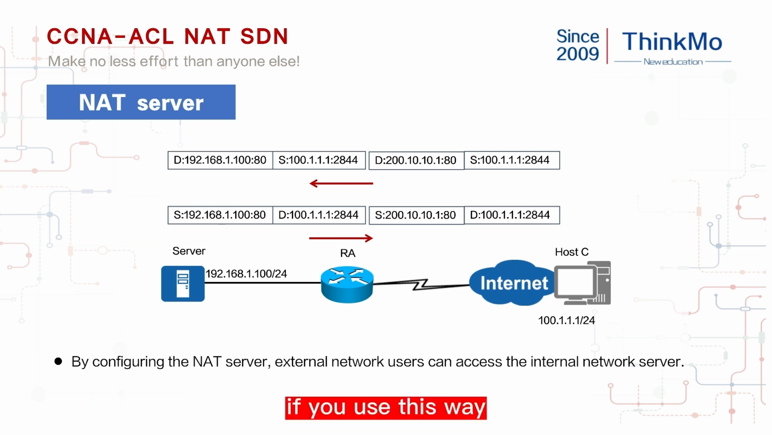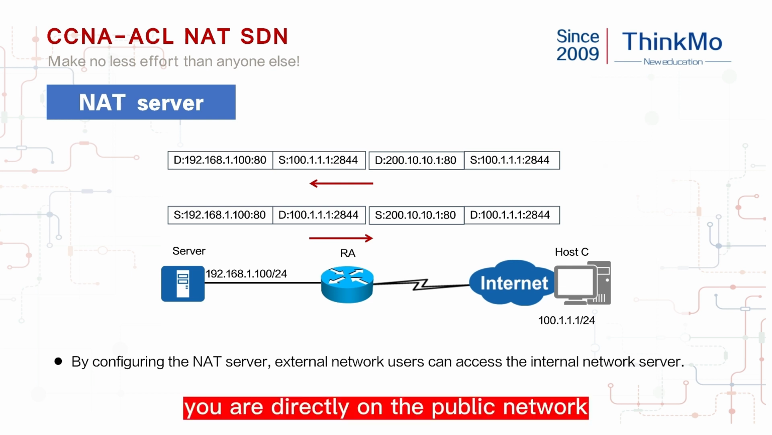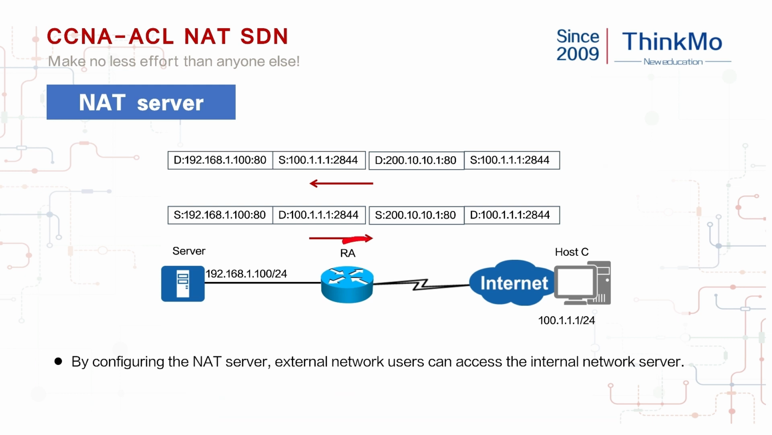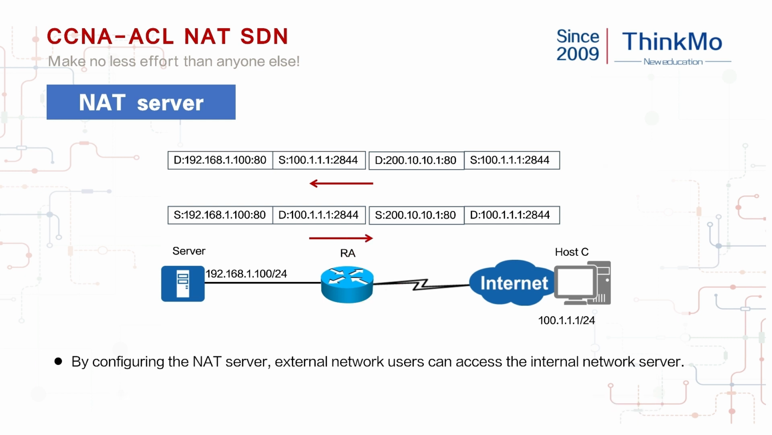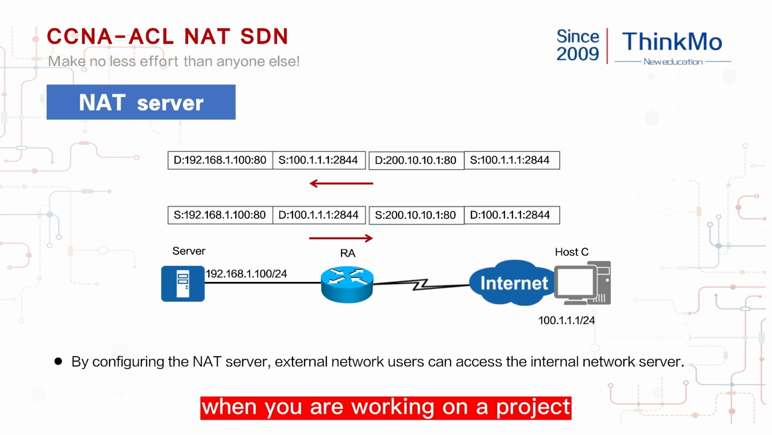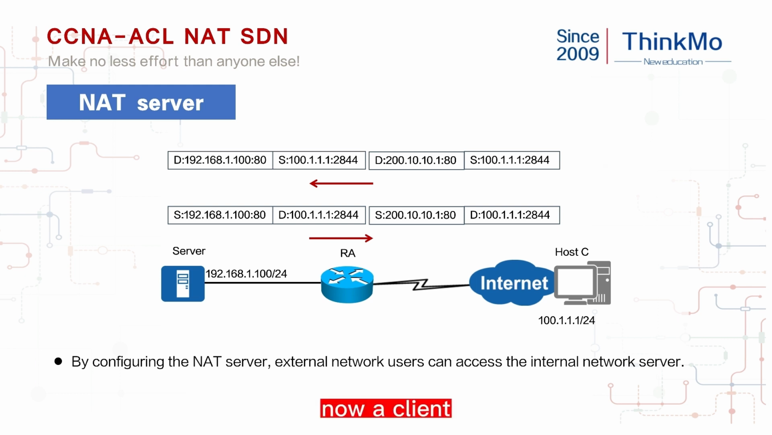It means that if you are directly on the public network and use 100.1.1.1 to access the private network, you cannot access this device, because it is a private address, even if you can find a device like it. Since this data didn't originate from inside, it does not have this mapping in its mapping table. Even if your data arrives on this device, since it cannot find a corresponding mapping, it cannot reply to the server.